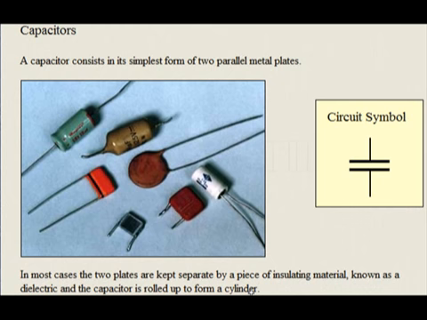A capacitor consists in its simplest form of two parallel metal plates. In most cases, the two plates are kept separate by a piece of insulating material known as a dielectric, and the capacitor is rolled up to form a cylinder.